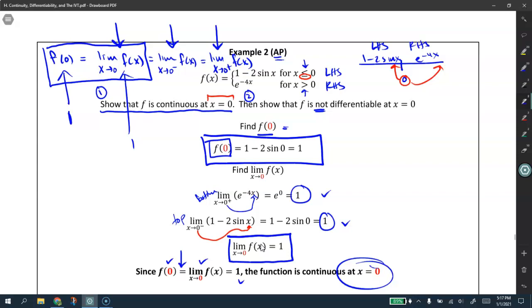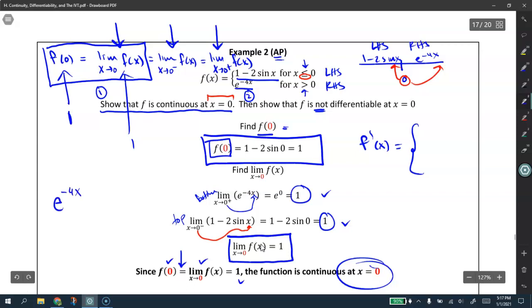Okay, now let's change our discussion and talk about differentiability. When you want to show that it's not differentiable, what you essentially need to begin by doing is taking derivatives of the right-hand side and the left-hand side. So you take the derivative of 1 minus 2 sine x, then take the derivative of e to the negative 4x.